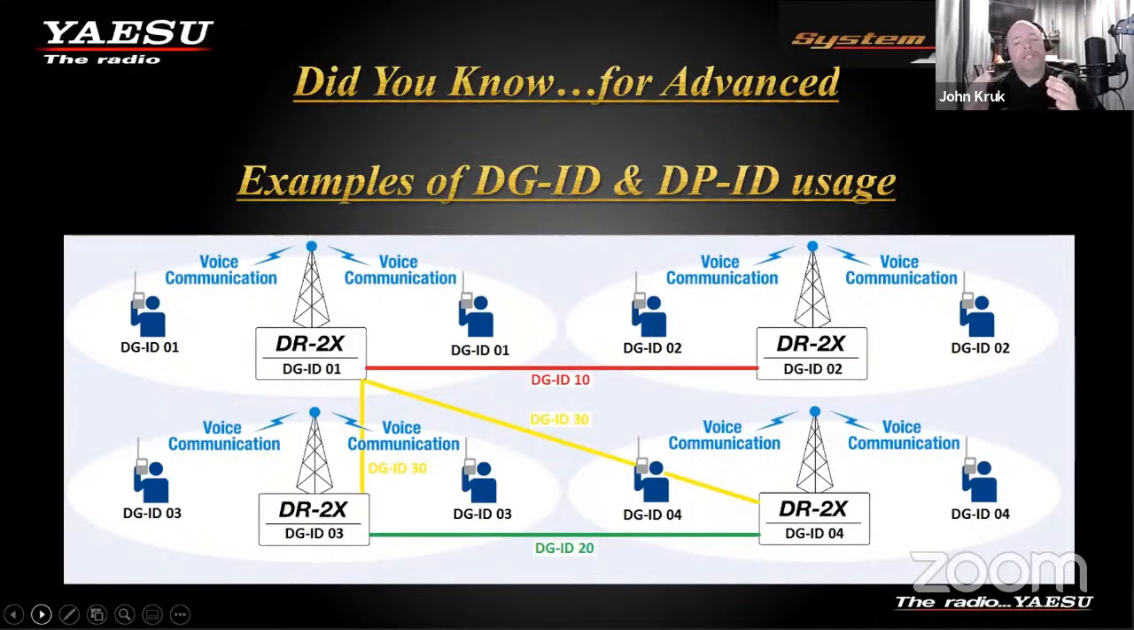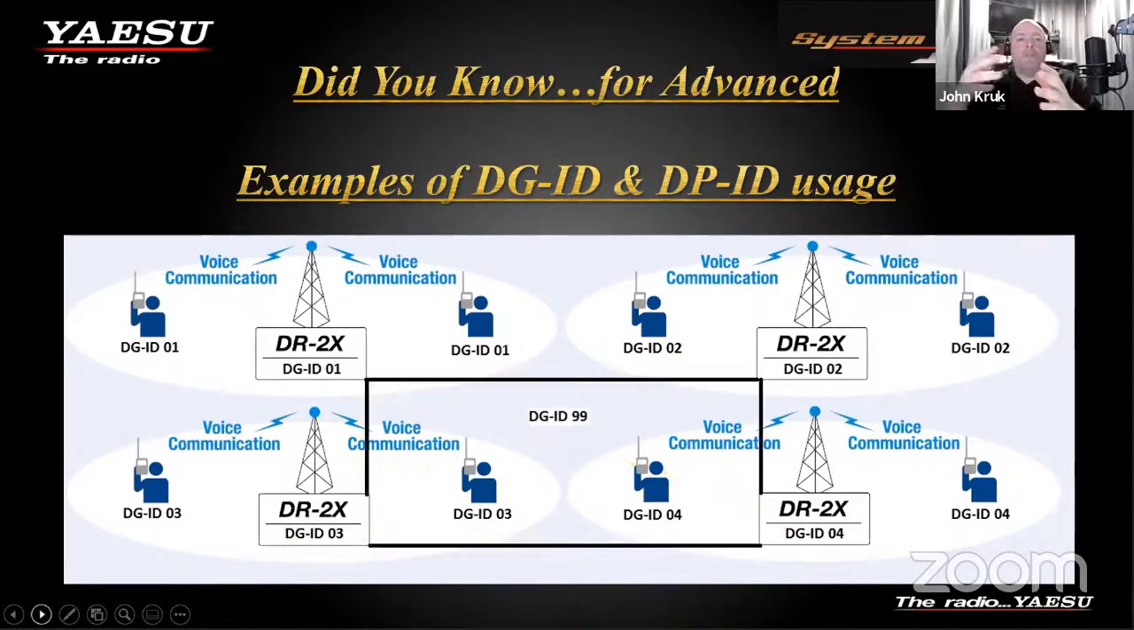Same thing for DGID 30. Now I expanded it out. I said 1, 3, and 4. I still want to leave 2 on its own. I don't want 2 connected on DGID 30. So what ends up happening is you're going to key up on DGID 30 on any of those repeaters that have that DGID connected, and boom, they're going to connect to one another.